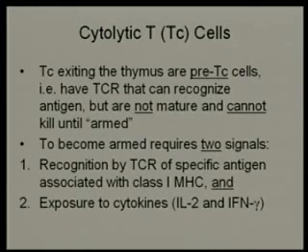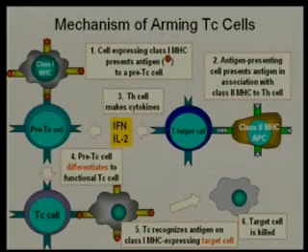So again, to become activated, it requires the second signal. The first signal is the interaction of the T cell receptor with the MHC class I molecule and the appropriate peptide. And the second signal typically is exposure to a cytokine such as IL-2 or TNF-alpha, or interferon gamma. And that's shown basically here in this cartoon. So the pre-T cell, when it leaves the thymus, is able to recognize MHC class I molecule in association with the peptide. That is the first signal.